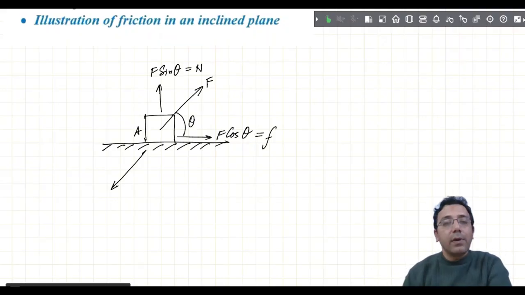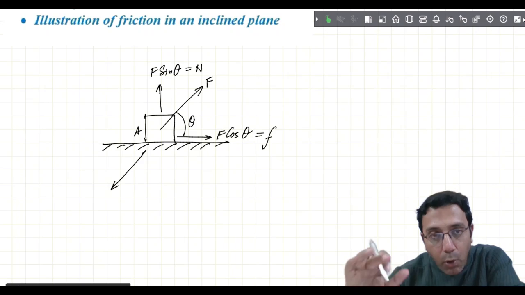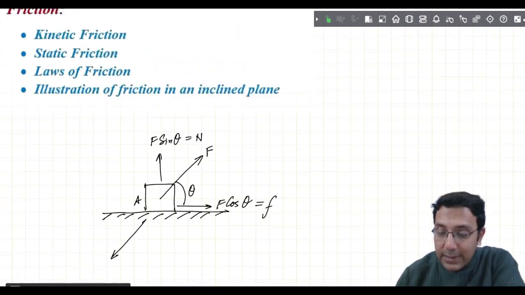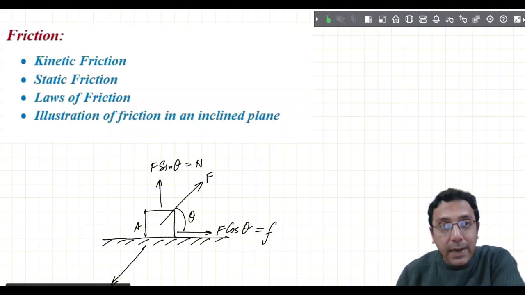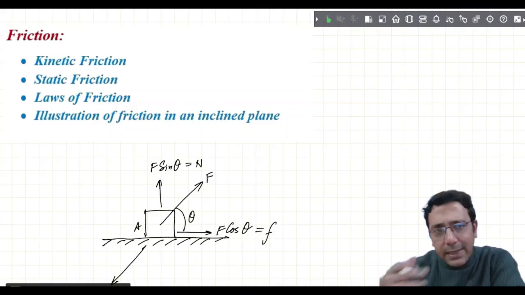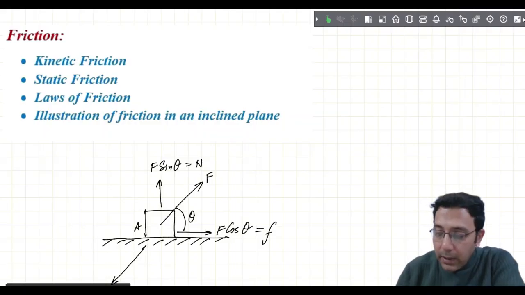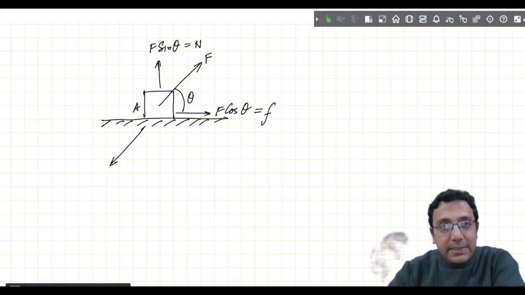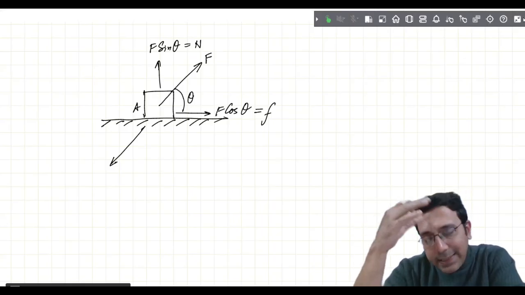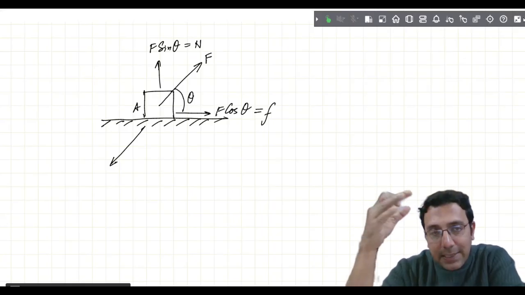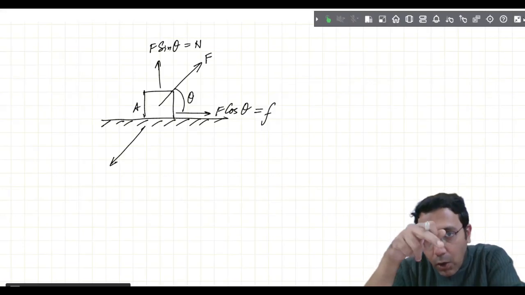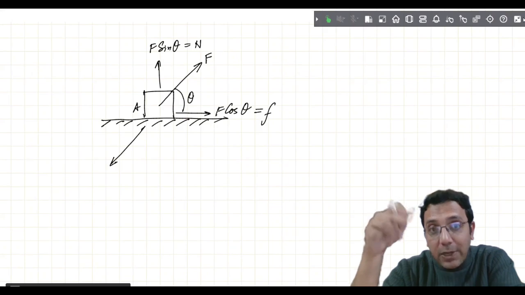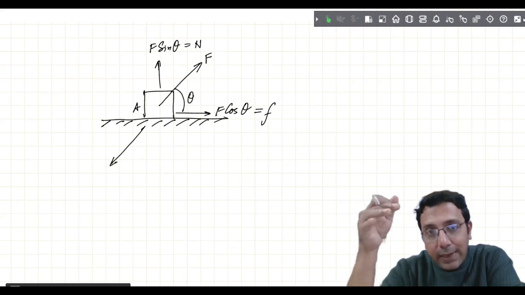Right now we have learned that if a body is just resting, not moving, I have just listed the topics we are going to discuss: kinetic friction, static friction, laws of friction, and illustrations of friction. Here we are considering that the body is at rest, or it is just trying to move, or let's say it is totally at rest. Still there will be the horizontal component of the contact force, which we are defining as friction.